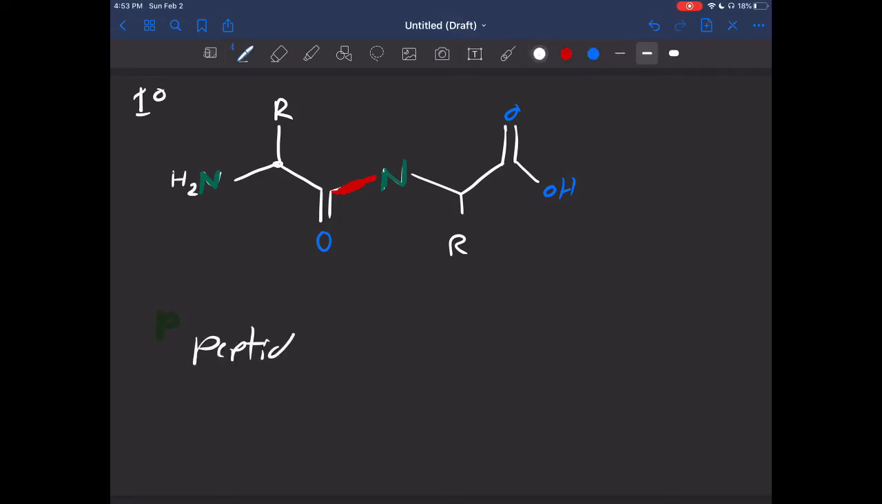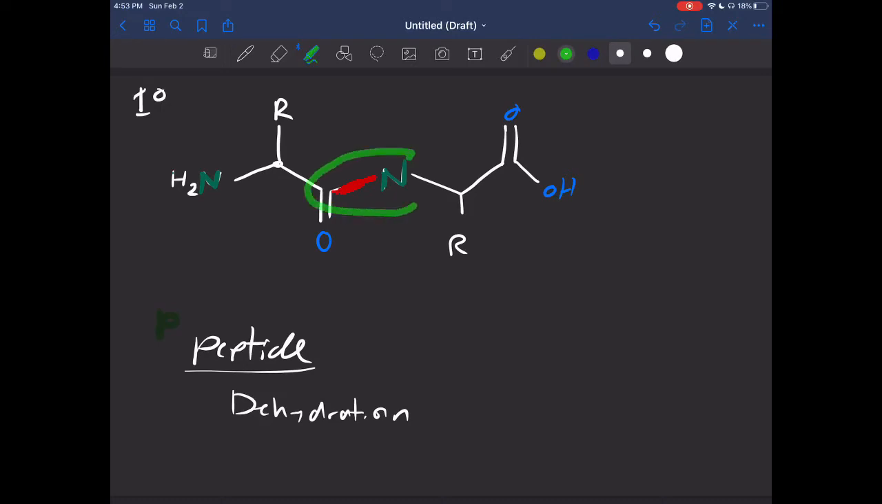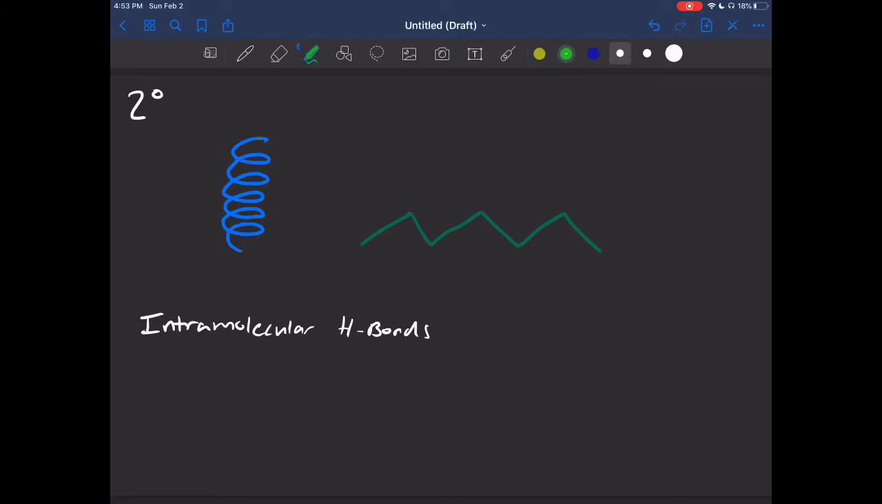Oh, whoops, we're on the wrong marker. So this is a peptide bond, and these form through a dehydration reaction, which means water is displaced in the process. I've highlighted the peptide bond in red, as you can see. It's near the chiral carbon of the amino acid. But anyways, let's get into the secondary structure. This is just a brief overview, so I can go more in depth if needed in a future video.